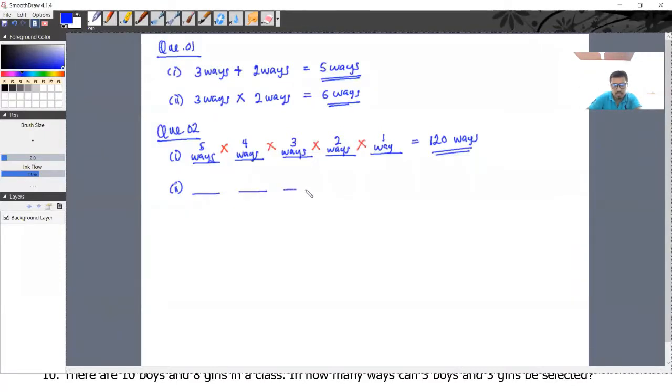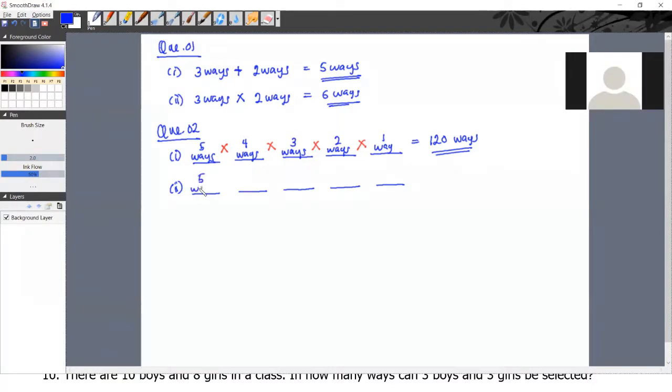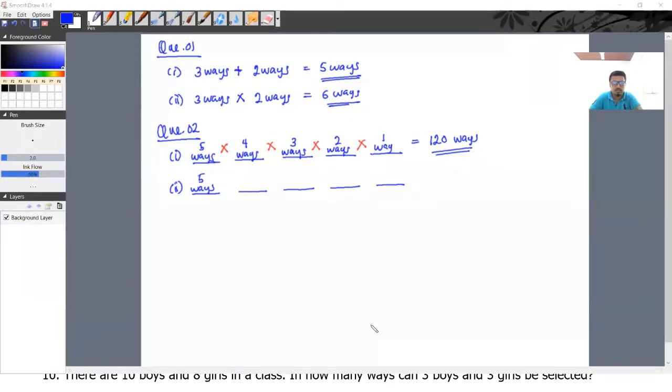How many ways are there? Right. We'll take one by one. To put a digit here, how many options do I have if the repetition is allowed? Yes, 5 ways. There are 5 options. Either I can put 1, 2, 3, 4, or 5. Then, to put a digit here, how many options do I have now?